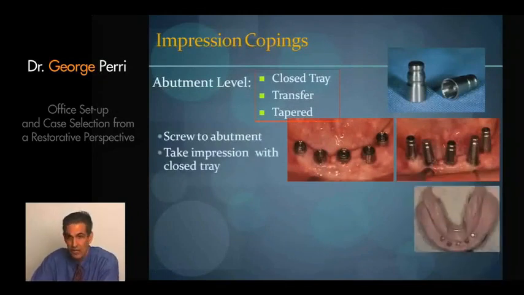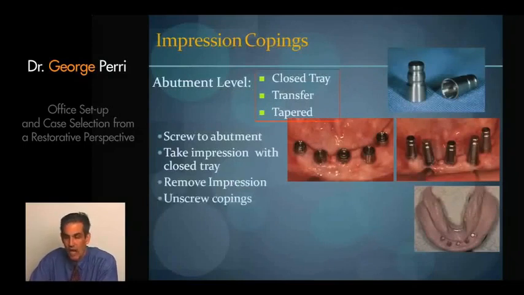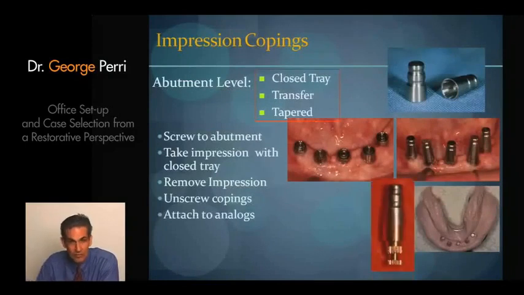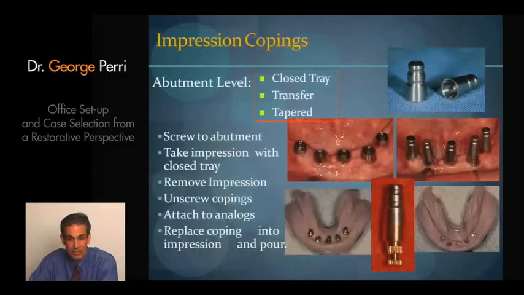On this case, just for kind of a diagnostic model, we're using alginate. The alginate needs to be well adapted around the copings. We snap the alginate out of the mouth. We carefully unscrew each of the closed tray impression copings and connect it to an analog for that individual abutment. Once it's connected, the analog serves as a handle to slowly snap each of those impression copings into place, and then we can pour a model that's admittedly not perfectly accurate.